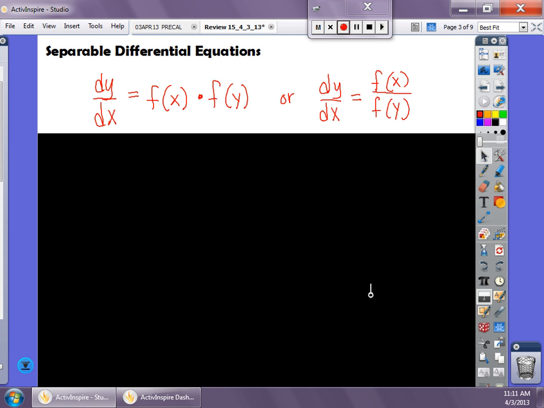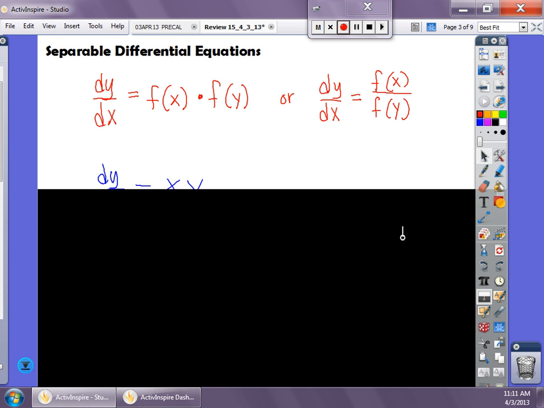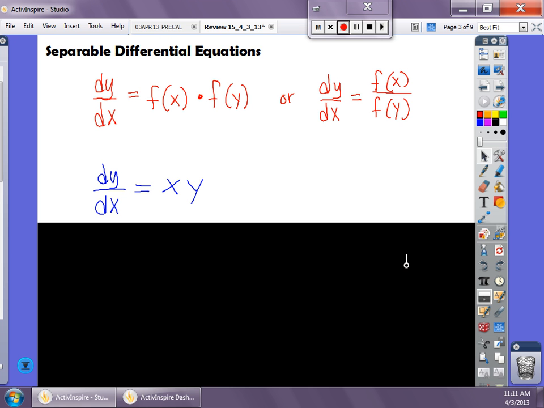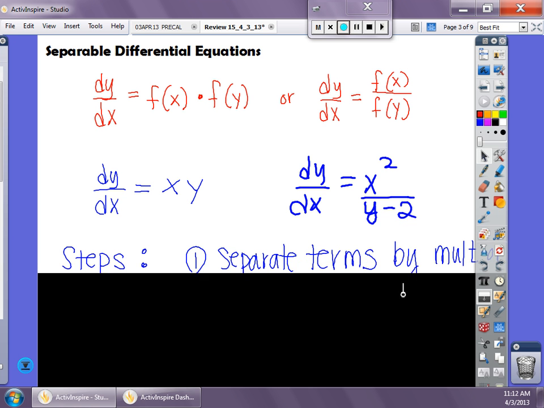Then from there, just to show you what they look like, something like that, or something like that. Those are considered separable. You can separate the x's from the y's. That's what the separable is referring to, the fact that all your x's and all your y's can be completely separated.